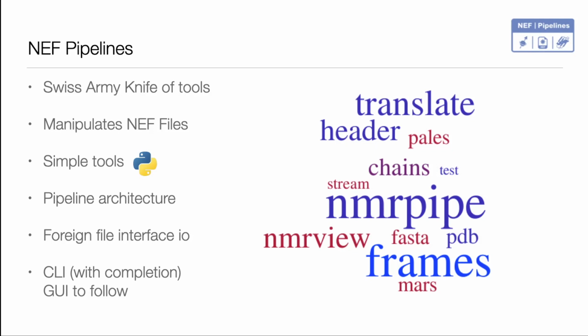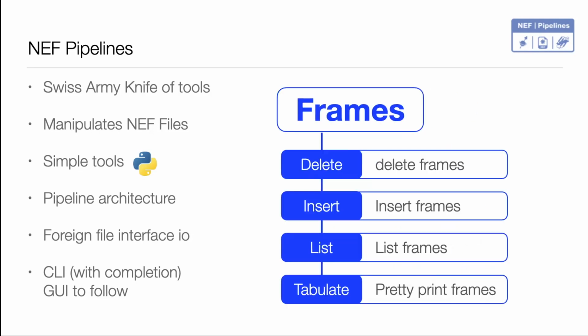And there's always going to be a need to read older projects and things like that. To give you an example of one of these tools, they're hierarchical. So there's a tool called frames, which lists the data frames inside a NEF file. So these are the chunks of things we store things in. So there'll be like one data frame for molecular structures, another set of data frames for chemical shifts. And this command can do things like delete them, insert frames from an outside file into another file, pretty print frames, so on and so forth.